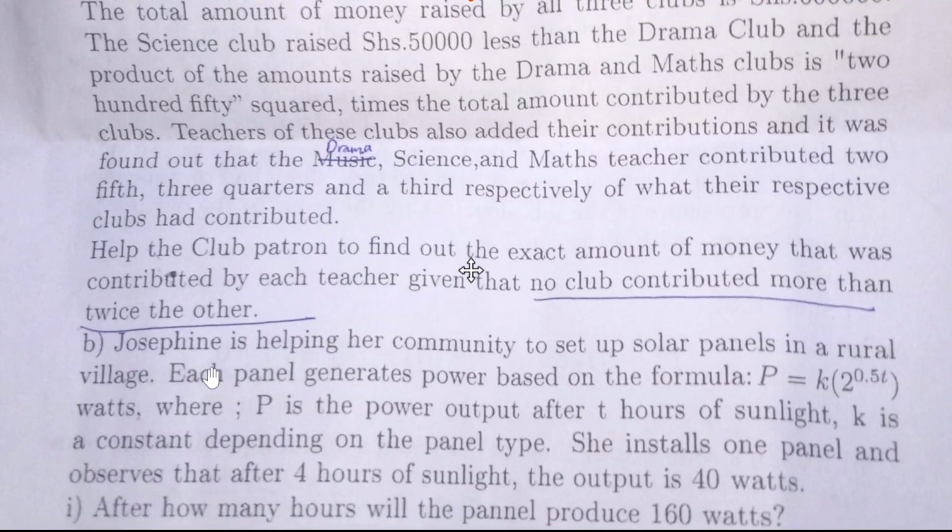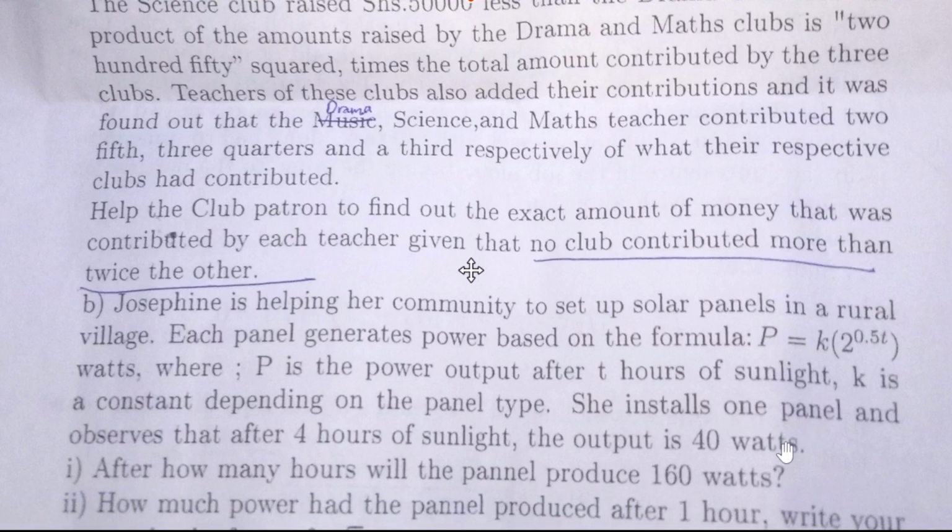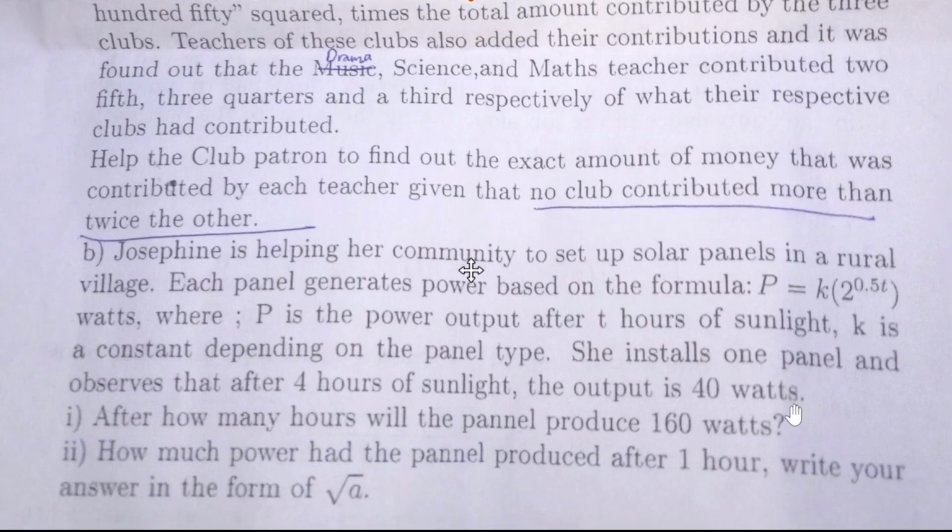Part B. Josephine is helping her community to set up solar panels in a rural village. Each panel generates power based on a formula. We have an exponential formula: P equals K times 2 to the power 0.5T, where P is the power output after T hours of sunlight, and K is a constant depending on the panel type. She installs one panel and observes that after 4 hours of sunlight, the output is 40 watts.